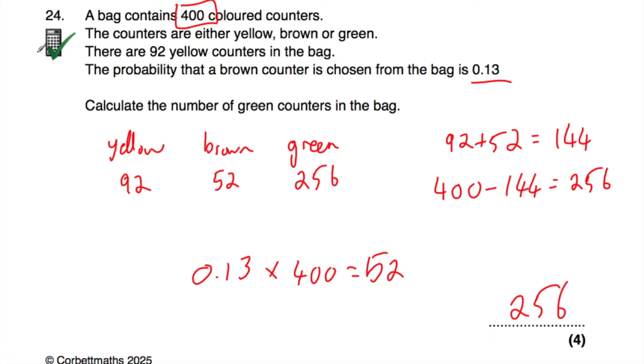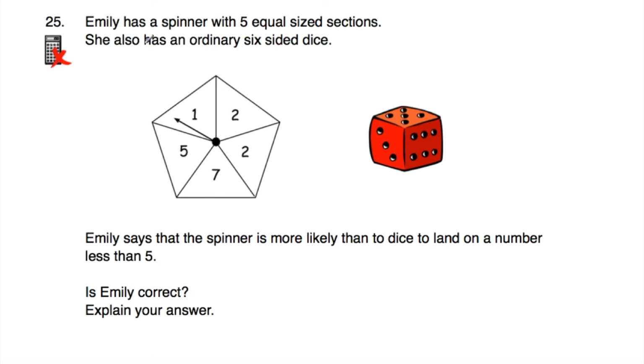Okay, let's look at our next question, question number 25. So question number 25 says, Emily has a spinner that has got 5 equal sections. So as you can see, it's got 5 equal sections. And she's got an ordinary fair 6-sided dice. So she's got this ordinary 6-sided dice. And then we're told that Emily says that the spinner is more likely than the dice to land on a number less than 5. Is Emily correct? Explain your answer.